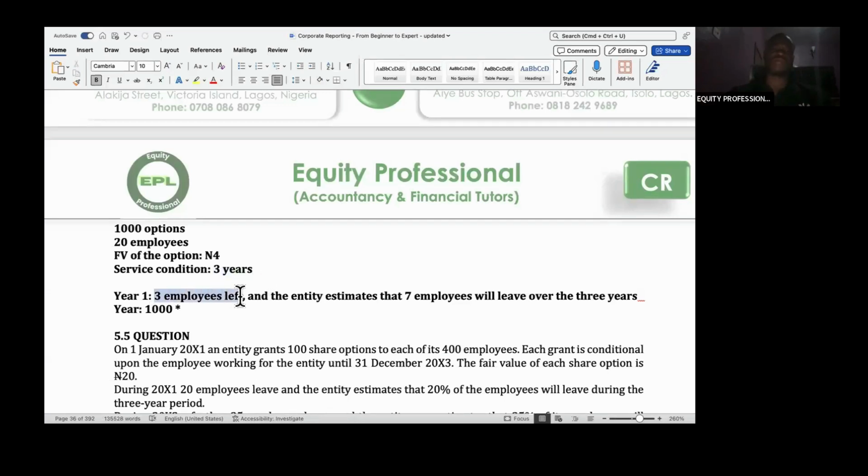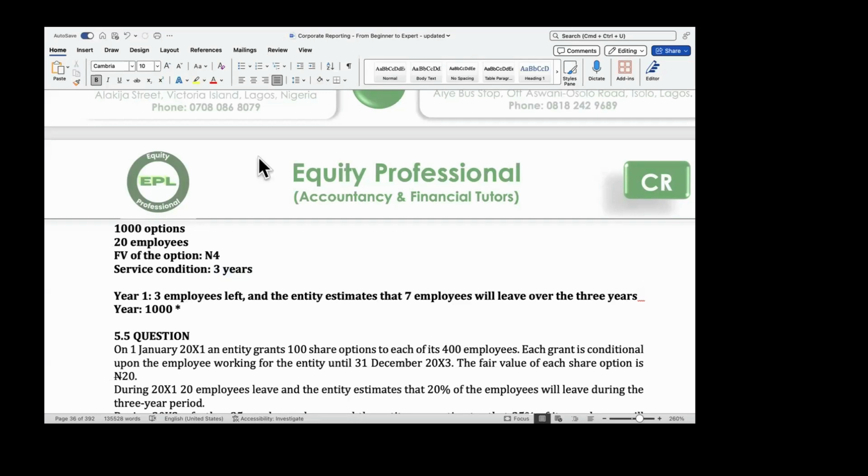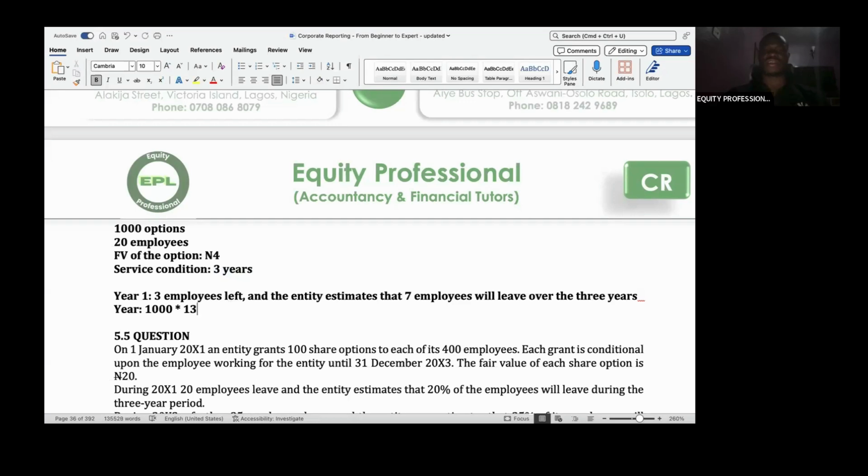So when they told us that in year one, 3 employees left, and we're now estimating that 7 employees will leave over the 3 years, based on year one estimate, how many employees will vest? You said 17. That is wrong. 13. Yes, thank you very much. The question is clear that yes, 3 employees left in year one, but the entity is estimating that 7 employees will leave over the 3 years. So this is the estimate of total departure. Since 7 are leaving over the 3 years, at the vesting date we are estimating in year one that only 13 will vest, which is 20 minus 7. That's perfectly correct.